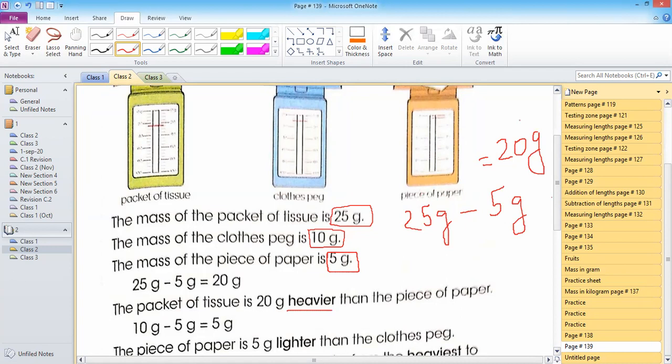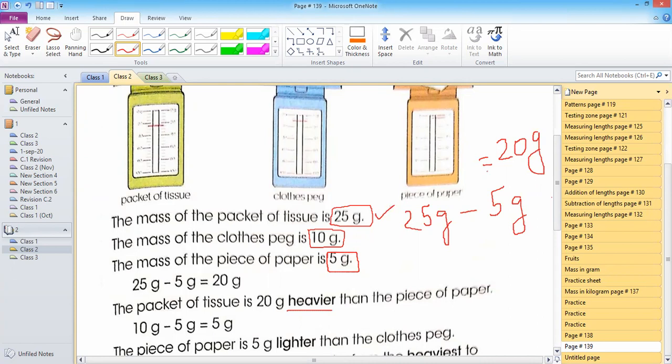Again, I repeat, guys, what you are doing? You are comparing the masses. The mass of the packet of tissue, 25. Mass of the cloth bag, 10. And piece of paper, 5. If I ask you, among a packet of tissue, cloth bag, and piece of paper, which is heaviest? So you will say, sir, packet of tissue, because it is 25. 25 is the biggest. It is heaviest.